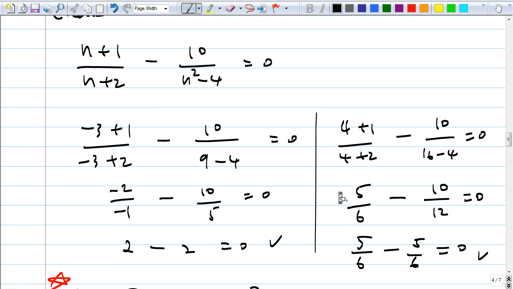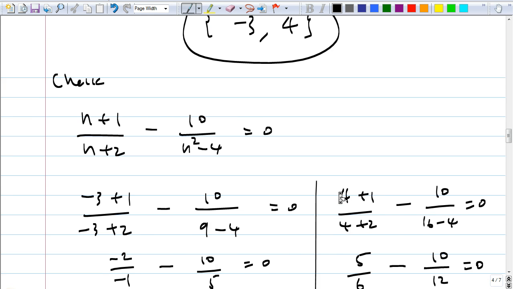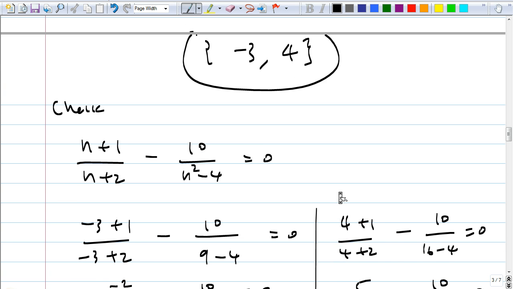So yes, you have to check. Otherwise, sometimes some of these may not be your solution. That's the price we pay when we multiply both sides by a factor with a variable, because you don't know whether you're adding a new solution that didn't belong to the original. So negative 3 and 4 is your solution. Question?